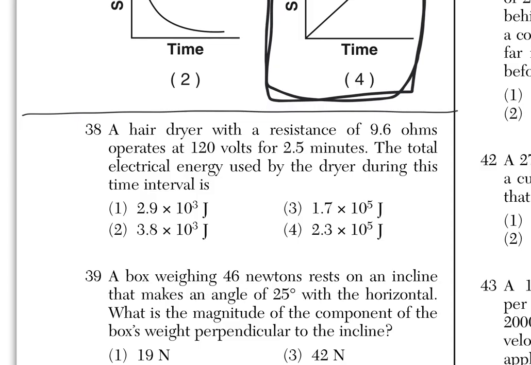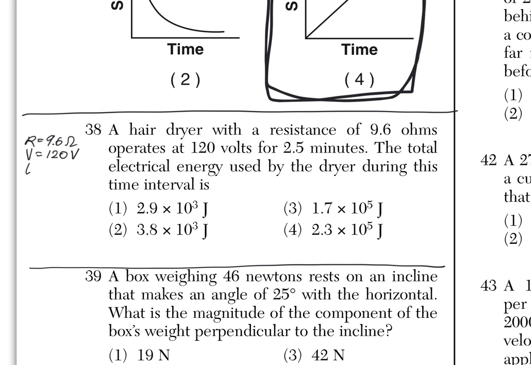on. Okay, here we are with number 38. Let's write down our given information. We're going to solve for the energy. So 38 gives the resistance and the voltage and the time in minutes. We're going to need to put that in seconds.